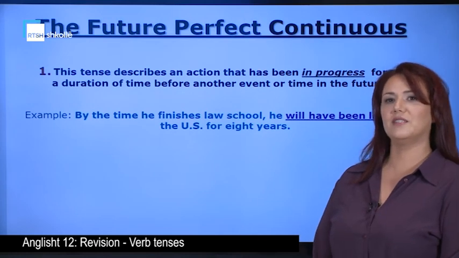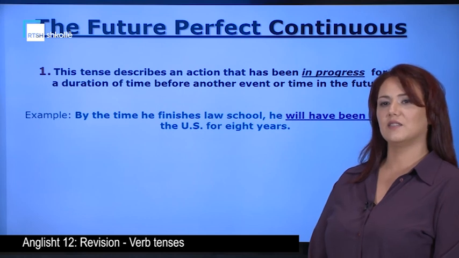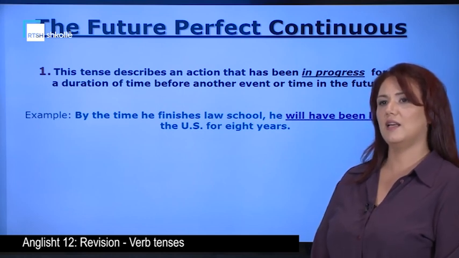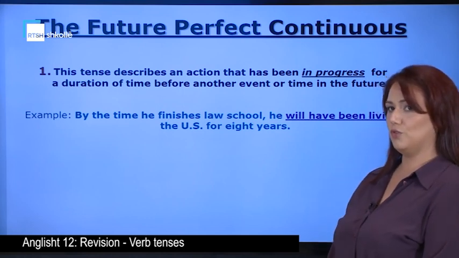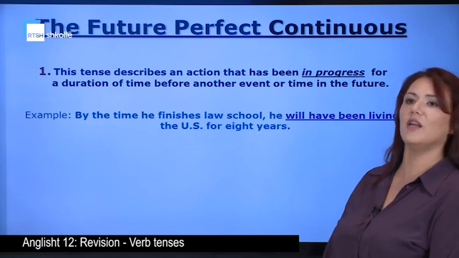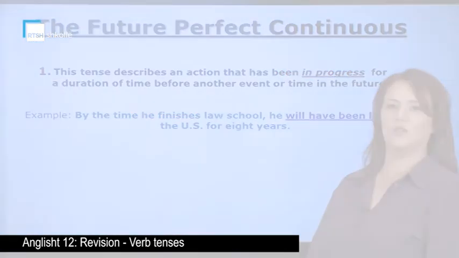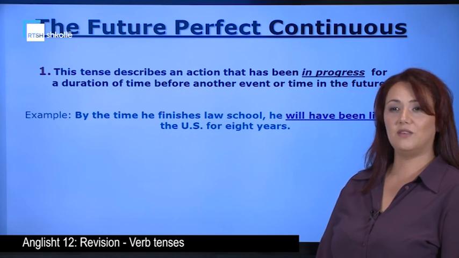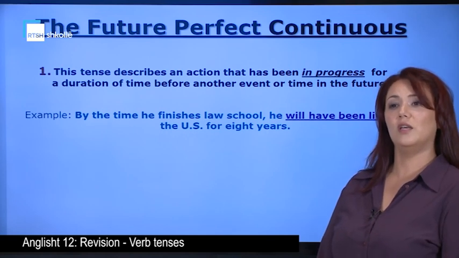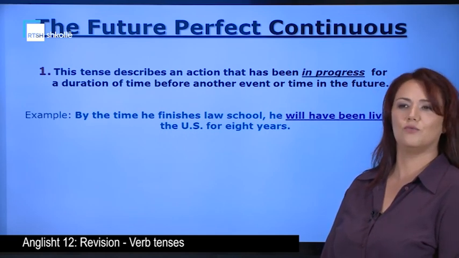The future perfect continuous. This tense describes an action that has been in progress for a duration of time before another event or time in the future. For example, by the time he finishes law school, he will have been living in the US for 8 years.